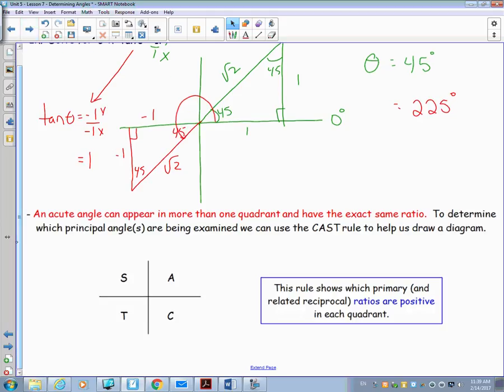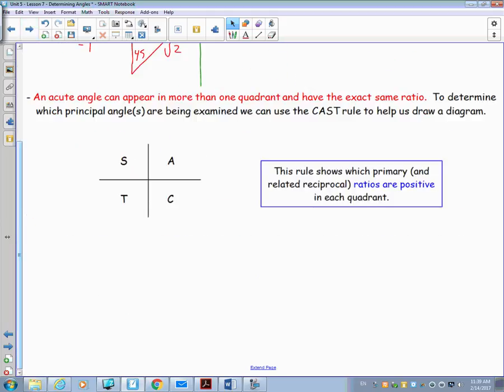So here's our new rule for today. Because it can show up in two different spots, we have to figure out where to draw things. To do that, we're going to use the CAST rule. The CAST rule tells us which primary ratios and the related reciprocals are positive. So in the first quadrant, everything's positive. Every ratio: sine, cosine, tan, cosecant, secant, cotangent.